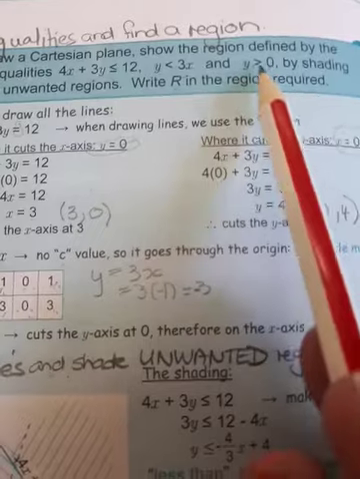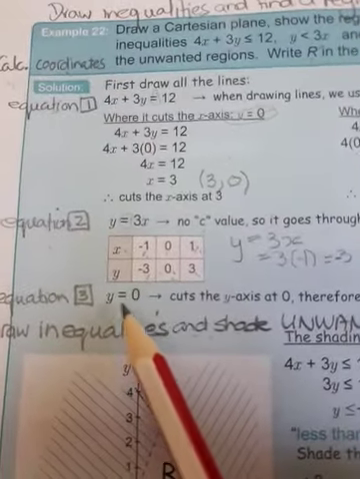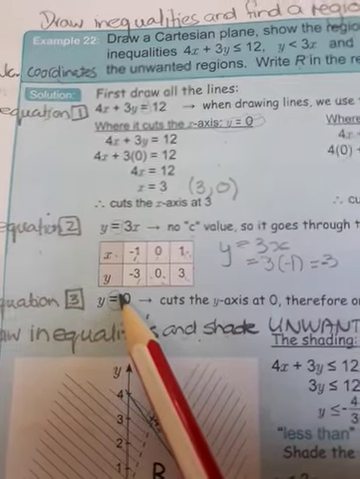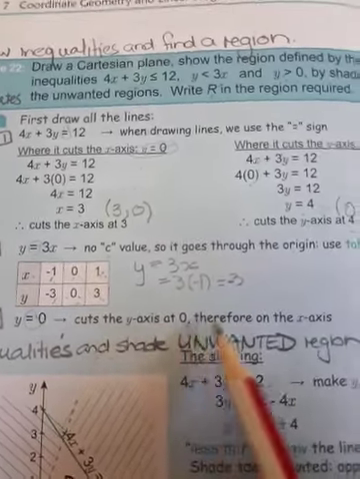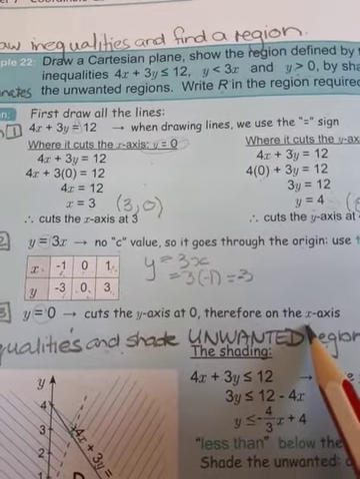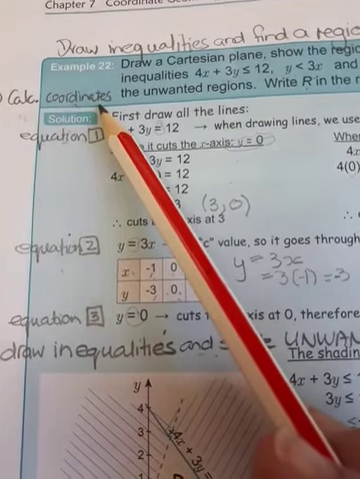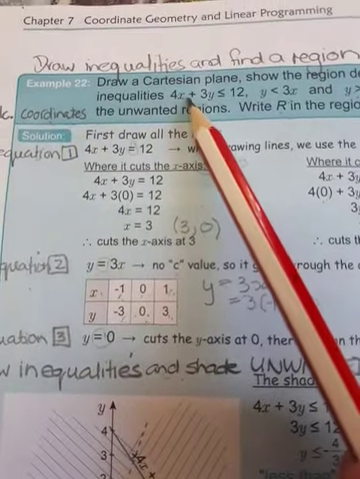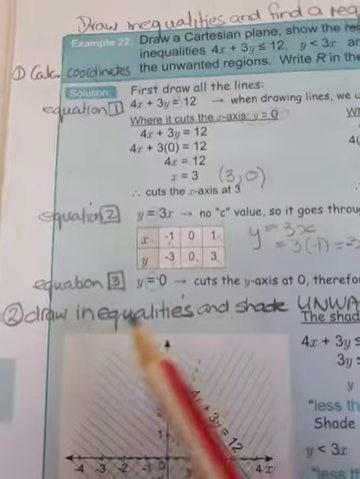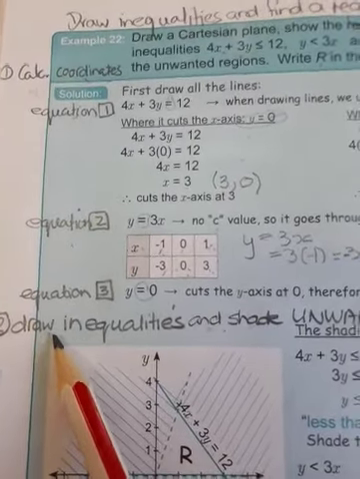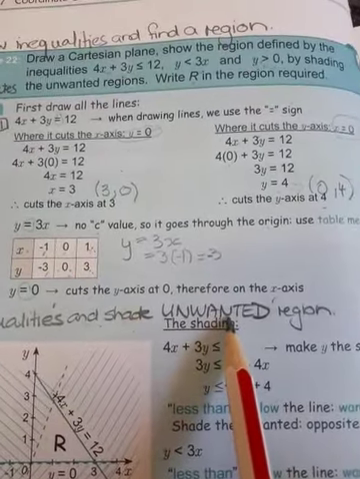Then the third inequality is given as y is greater than 0. So you again make y equals 0. By now, people, you should know that that cuts the y-axis at 0, so therefore it's the x-axis. So step number one, you calculate coordinates so that you can actually draw lines for each of these inequalities. So that is now step number two. You draw the inequality and you shade the unwanted region.